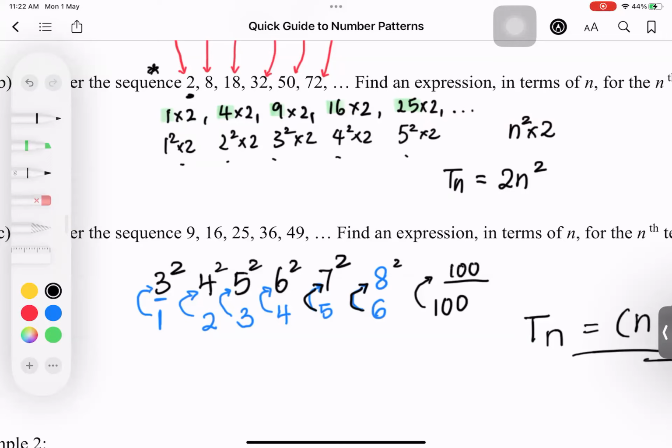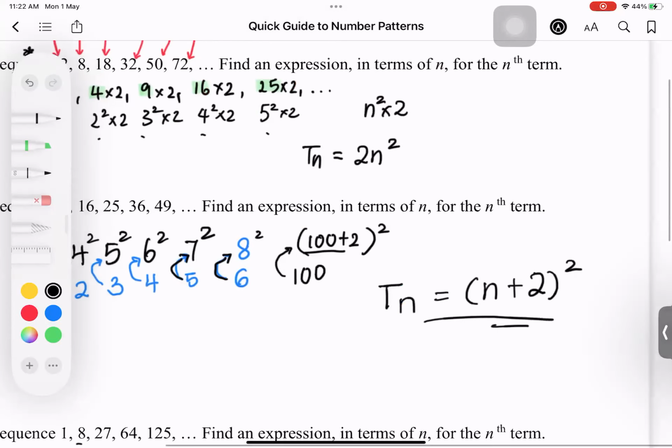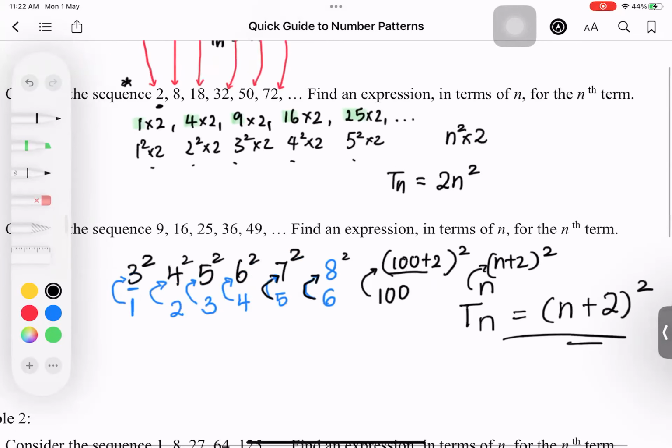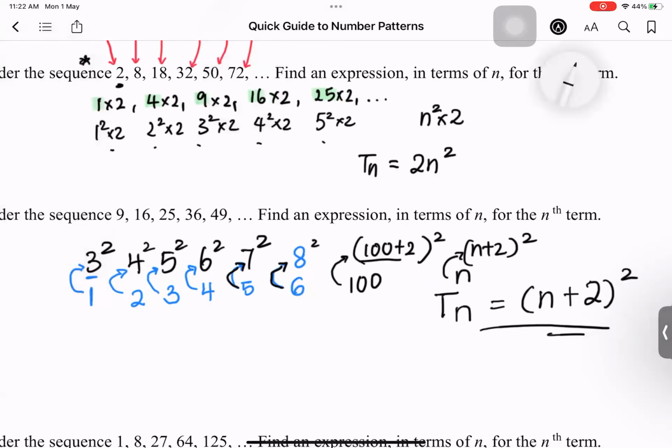100 plus another 2, right? So the whole thing square. So 100 plus 2 whole thing square. So the formula will be given by, if it's n, then it will be n plus 2 whole thing square. So this is the part where it's still perfect square, but the pattern starts by a different number. So it skips a little bit.